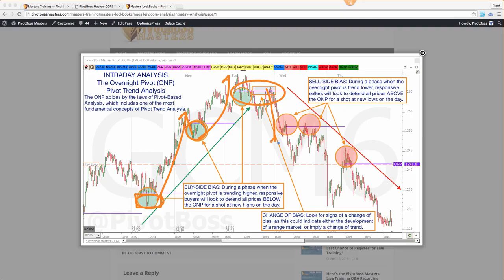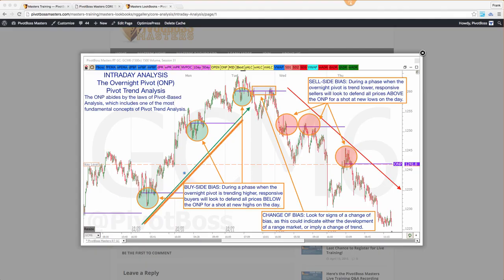Once the change of bias occurs, now there's a sell-side bias. And during the sell-side bias phase, every rotation to and above the overnight pivot is offered. Back to and above the overnight pivot, offered. Prints lower again, back to and above. Those are traps to be offered. So again, pivot trend analysis helps keep you disciplined to the current trend of the market.